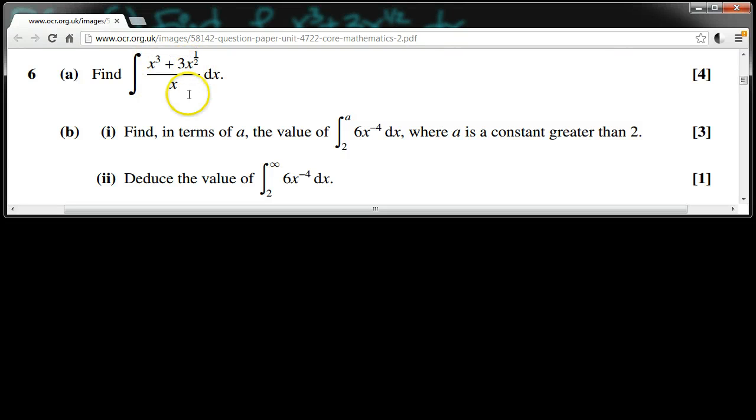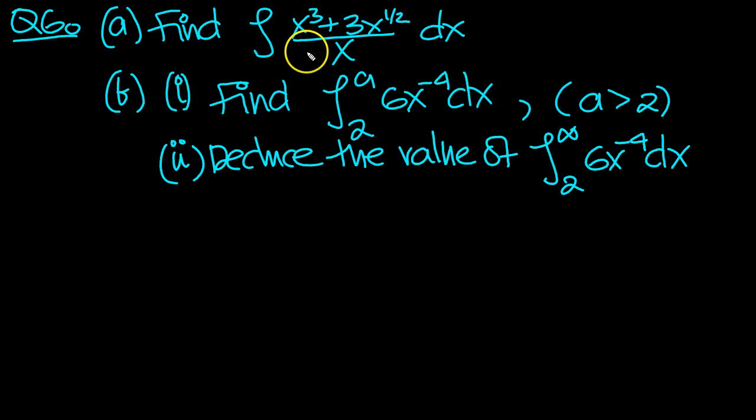Find this integral, and find, in terms of a, the value of this integral here, where a is a constant greater than 2. Deduce the value of this integral here. So I've summarized the question. So we need to find these integrals.